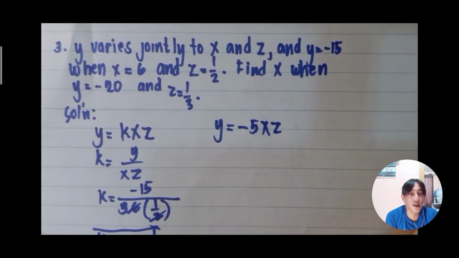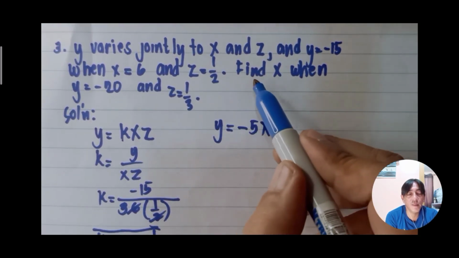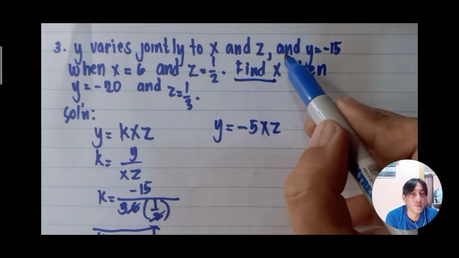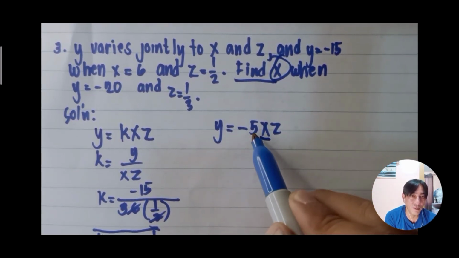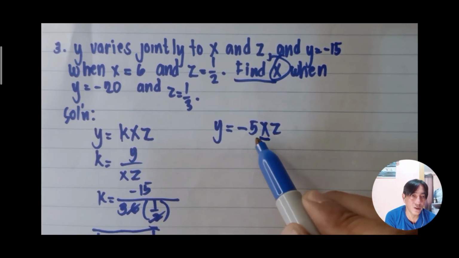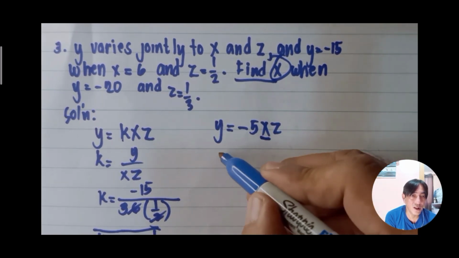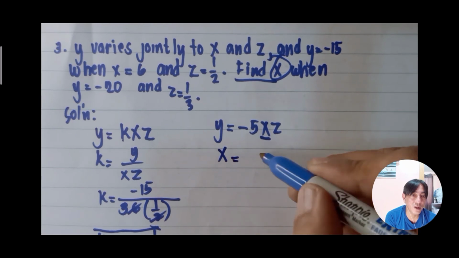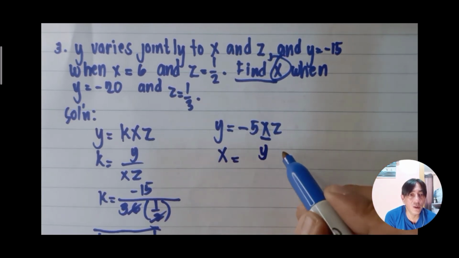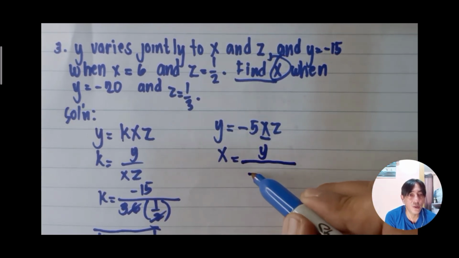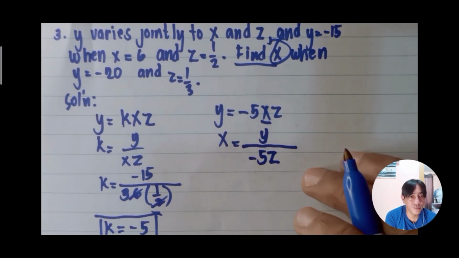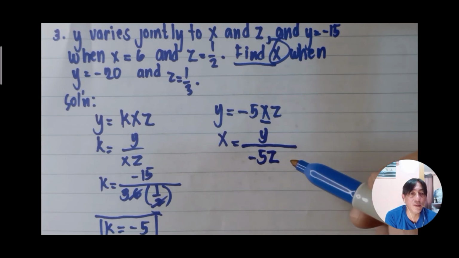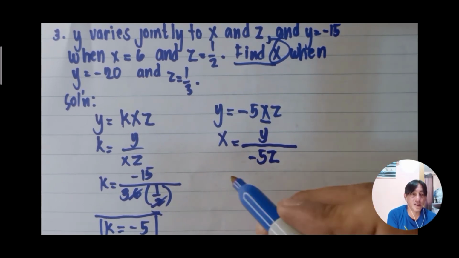So, ito na ngayon ang ating equation of variation. But sa problem natin, ang hinahanap ay x. So, mag-derive ka ng formula na gamit ang equation of variation. Yung negative 5 na yun, tsaka yung z, ibaba mo as denominator ng y. So, x now will be equal to y over negative 5 times z. Yan na ngayon ang formula na gagamitin mo para mahanap ang x.